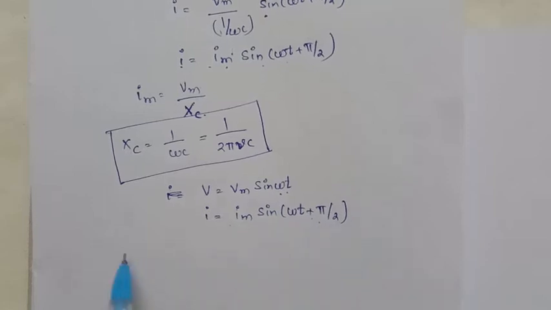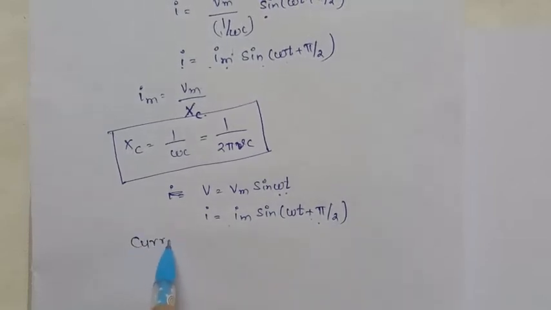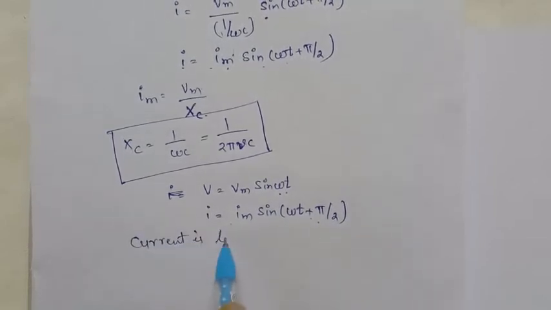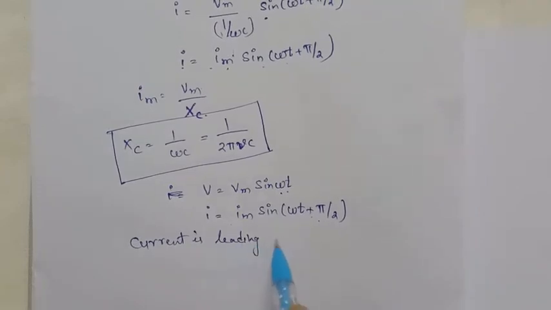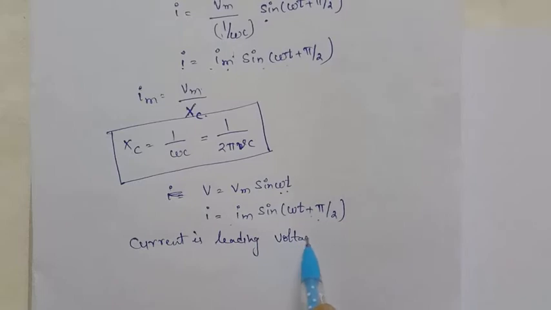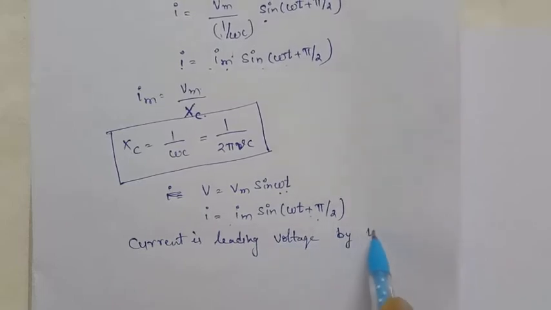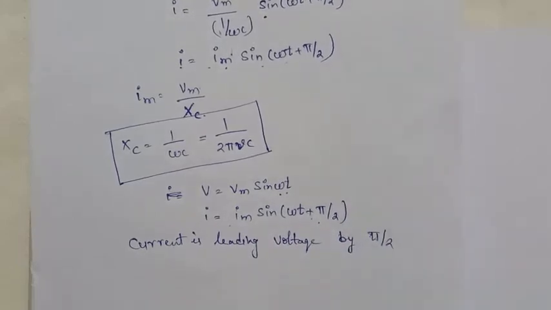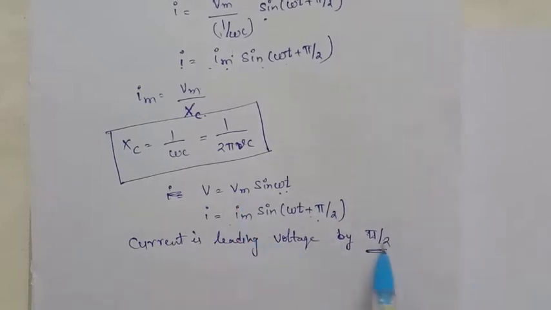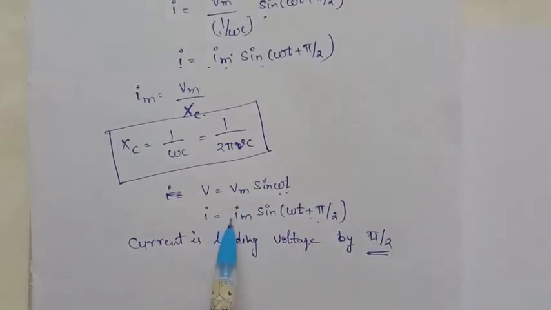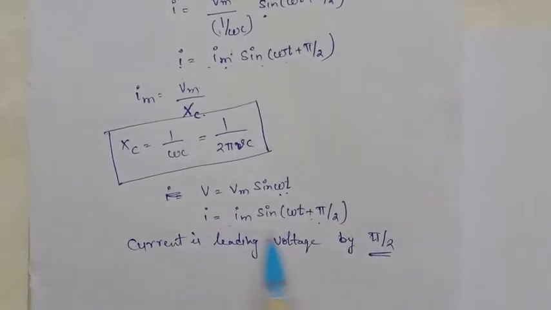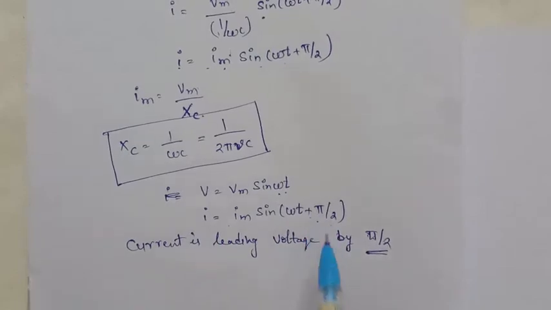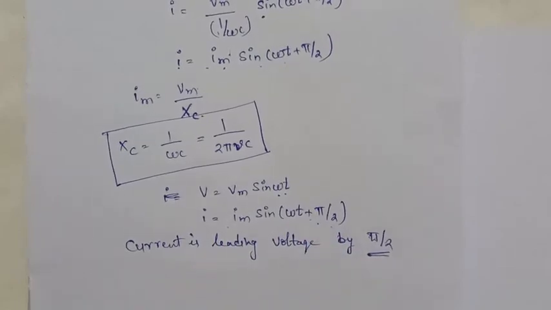What is that? The current is leading the voltage by pi by 2 phase. So what is the phase difference between these two? Pi by 2. So in these two terms, the current is leading by pi by 2.